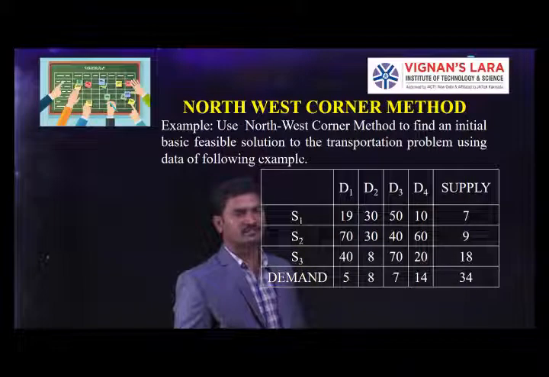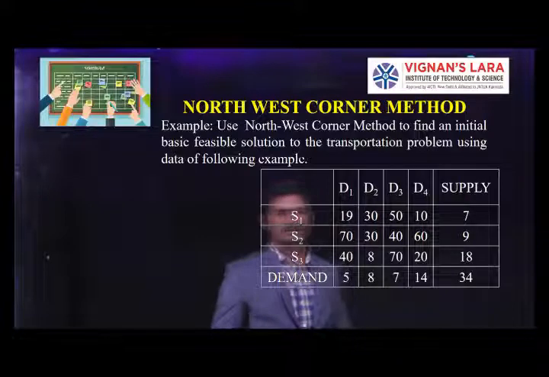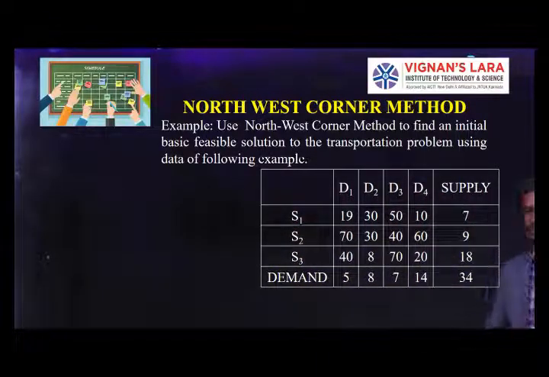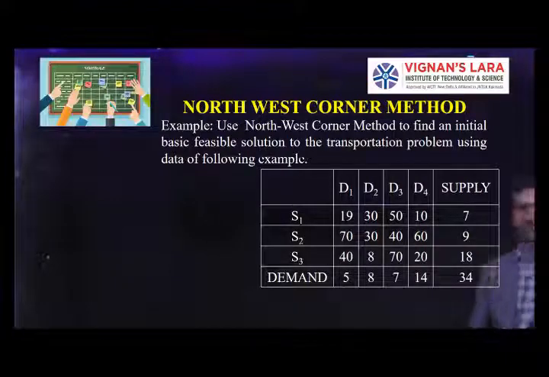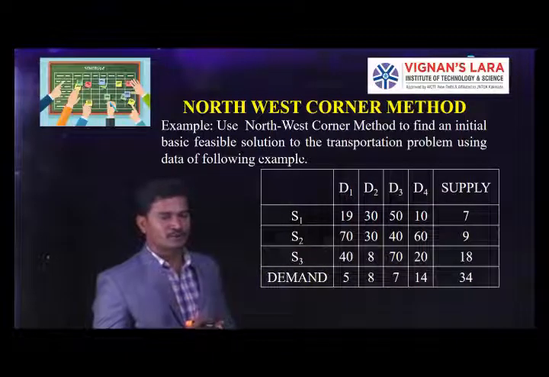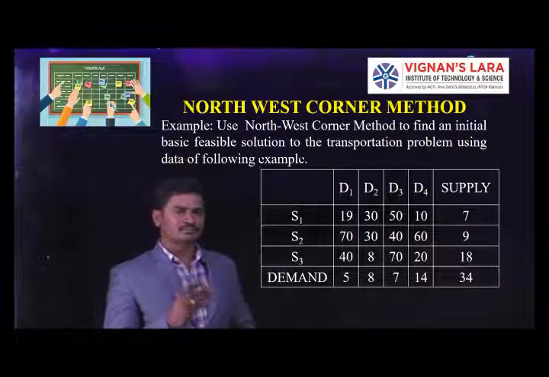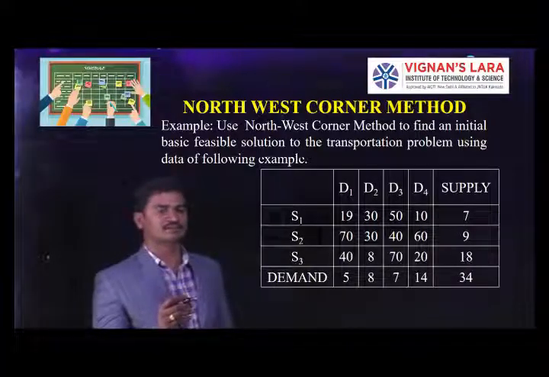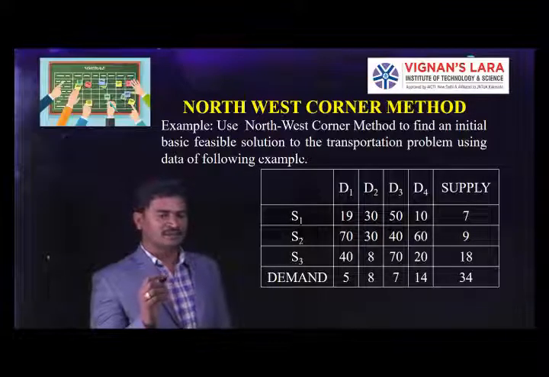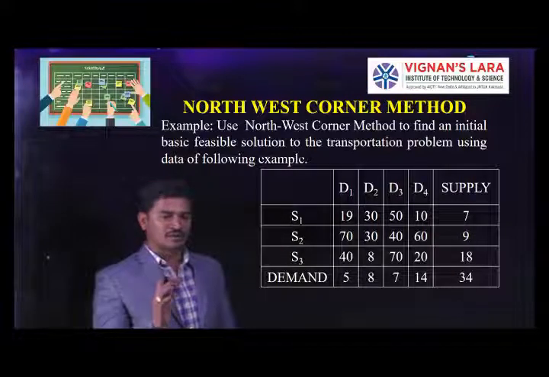Today we are going to discuss the northwest corner method. Here we are taking one example. Use the northwest corner method to find an initial basic feasible solution to the transportation problem using the following example. Here they are given 4 demands and 3 supplies. They have taken S1, S2, S3 as the supplies, and D1, D2, D3, D4 as the demands. In each demand they are given the unit cost as well as the demand quantity.